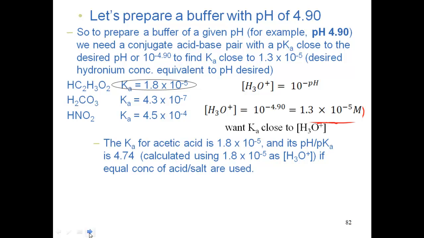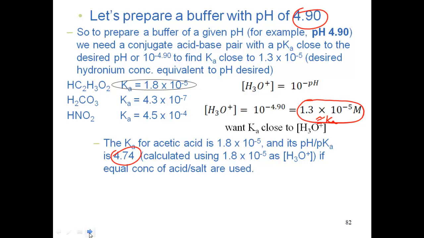If I have equal amounts of acid and base, my acetic acid and sodium acetate, then my pH will be 4.74. That's not what I want, though. I don't want 4.74. I want 4.90. So I need that pH to get a little higher. How am I going to do that? Well, that would mean that I'm going to need a little bit more basic salt to get that pH up. I'm going to need more basic salt.